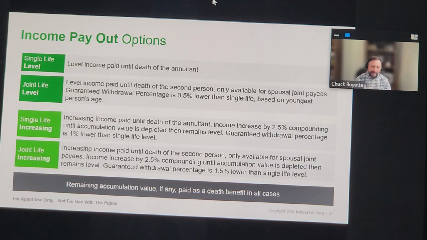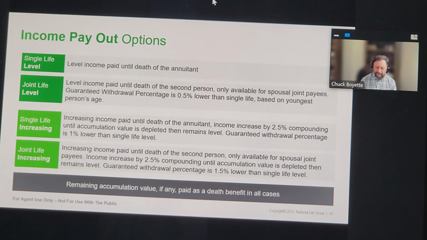And then just like we have with single life level, we have the joint life level option. With the increasing option, we have joint life increasing, where increasing income is paid until the death of the second person. It's only available for spousal joint payees. The income is going to increase by 2.5% compounded until the accumulation value is depleted, and then it's going to level out. And the guaranteed withdrawal percentage is 1.5% lower than single life level. So it's going to start out with a lower benefit, but it is going to increase by 2.5%, and it's going to pay that benefit until the second person passes away.